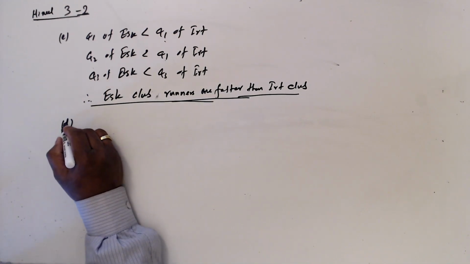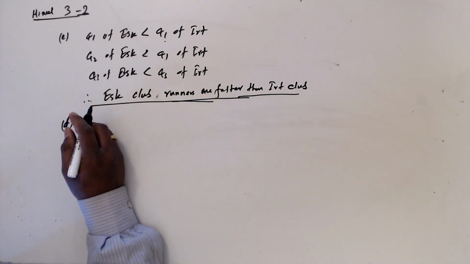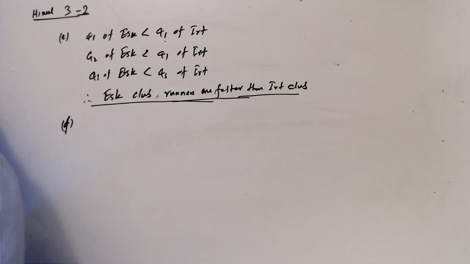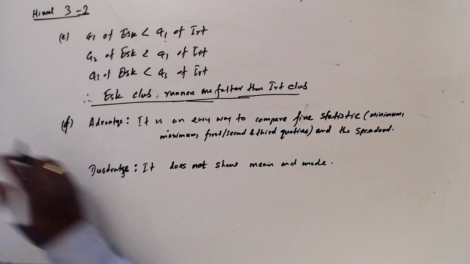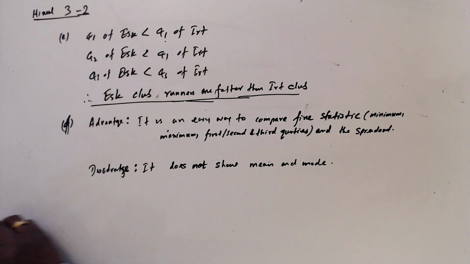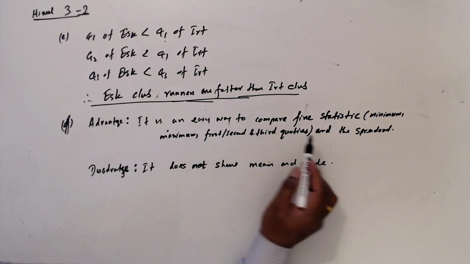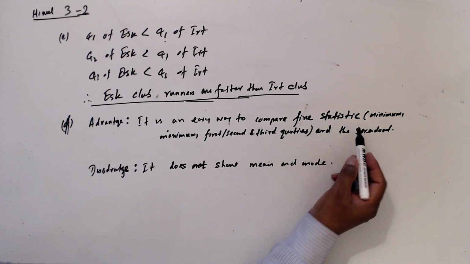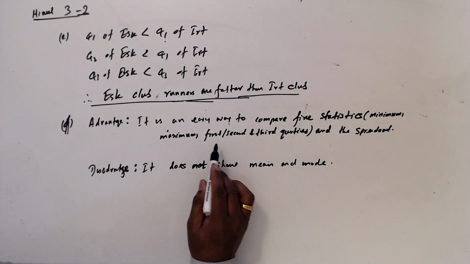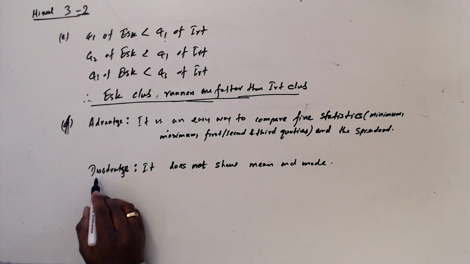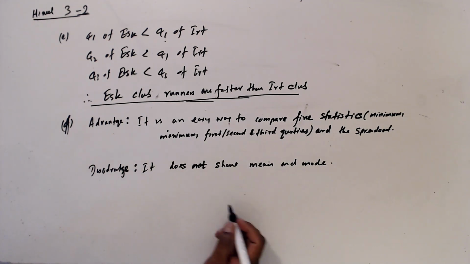And F is: give one advantage and one disadvantage of comparing distributions using a box plot. Part F, advantages and disadvantages of the box plot. So the advantage is it's an easy way to compare the five statistics: minimum, maximum, first, second, and third quartiles, and the spread. And the disadvantage is it does not show the mean and mode.